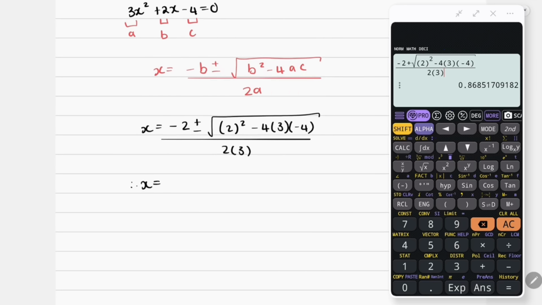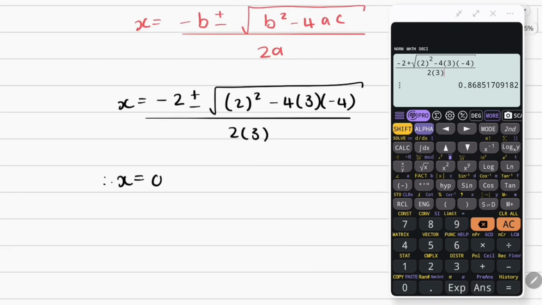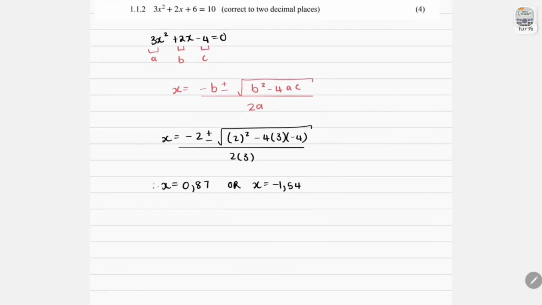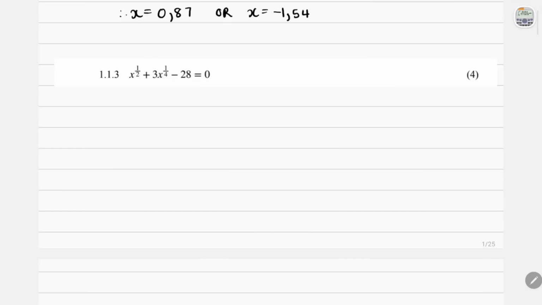Rounded off to 2 decimal places, we have 0 point, and that 8 rounds the 6 up to a 7, so 0.87, or x is equal to, and we can change that to a minus now, and we get -1.54, rounded to 2 decimal places. And that is our answer. Moving on to the next question.